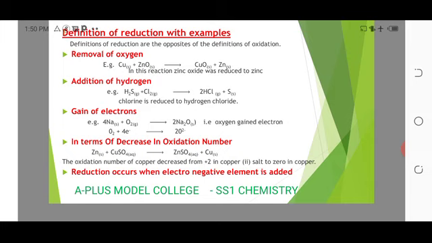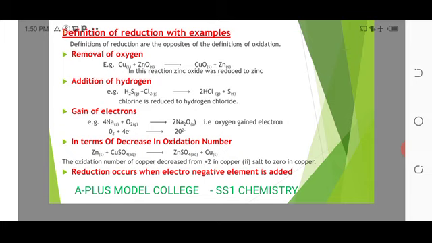Gain of electrons. I also discussed that oxidation is when we have electron loss. Now, reduction, in an opposite form, is defined as the gain of electrons. When electrons are being gained, then reduction has taken place.